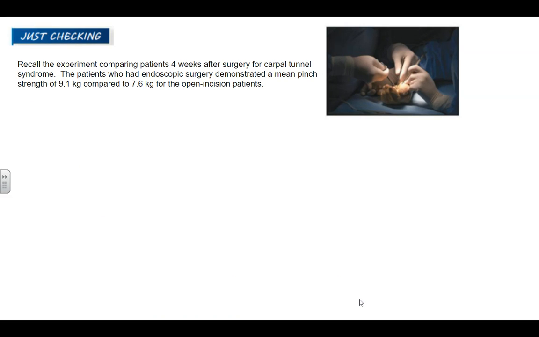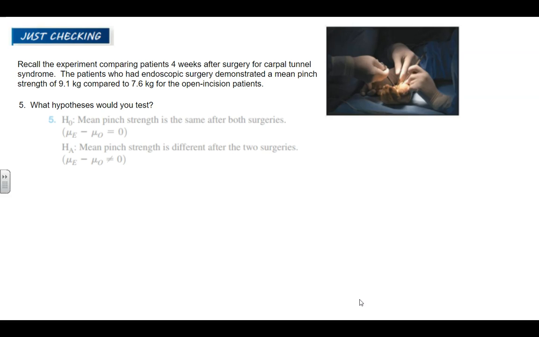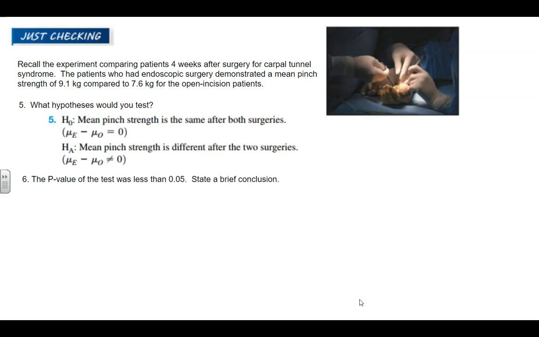That carpal tunnel example, what hypothesis would we test? So we might want to test their mean pinch strength. We kind of expect it to be the same, but then we're thinking, oh, maybe it isn't the same, because which one is better? Which one has a higher pinch strength? So we would want to know about their pinch strength after they've had the two surgeries.